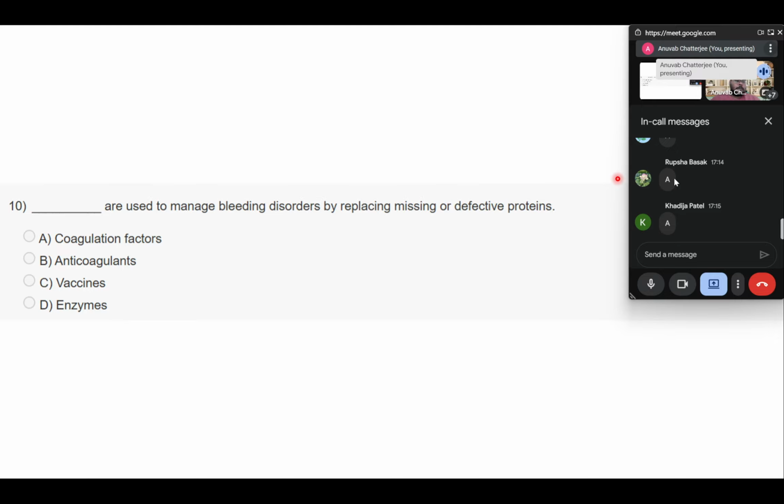Okay, we have multiple answers coming in. Srijani Chanda, Devarita, Koel, Jyoti, Rupsha, and Khadija also say it is A, coagulation factor.